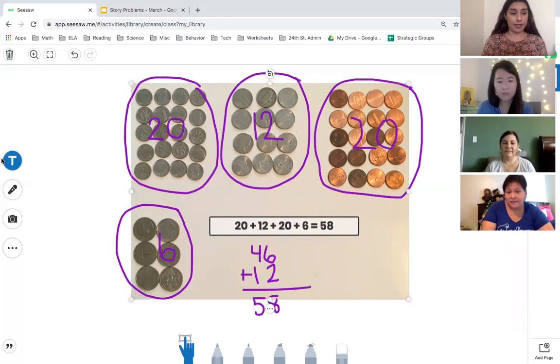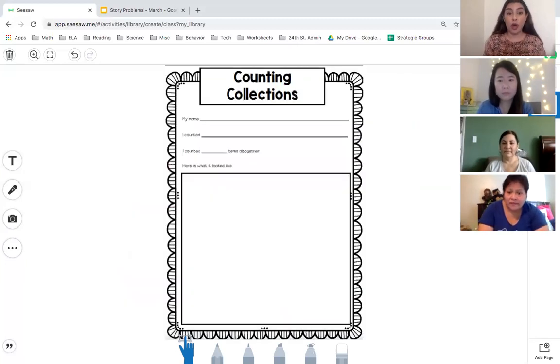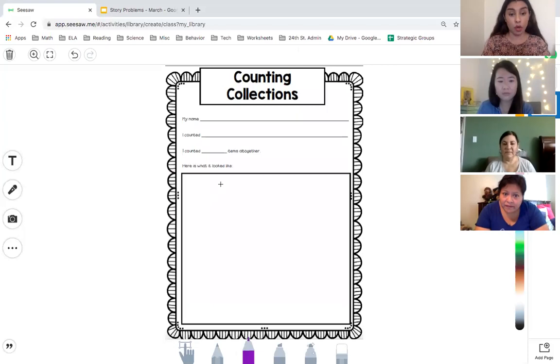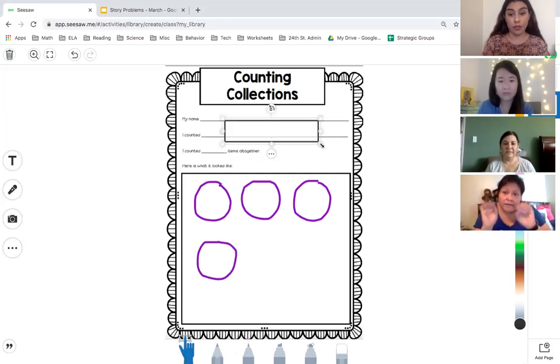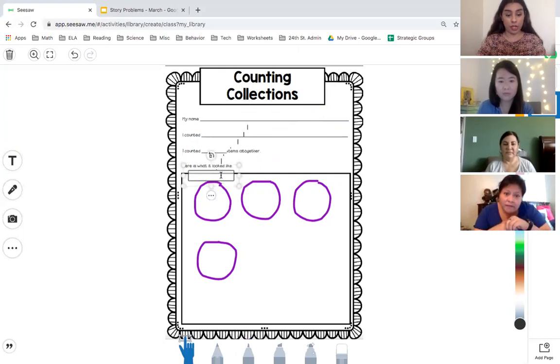And then I could write a sentence as well. But I want to record this on my counting collections page. So I'm going to redo it and show it here for everyone to see. So I need to show my groups, and I'm going to draw that. So I had 4 groups, 1, 2, 3, 4. And my first group was dimes, right? And I had, maybe I can put a label so that everyone knows that those were dimes, and I showed exactly how it's seen on my other page, on my photograph.